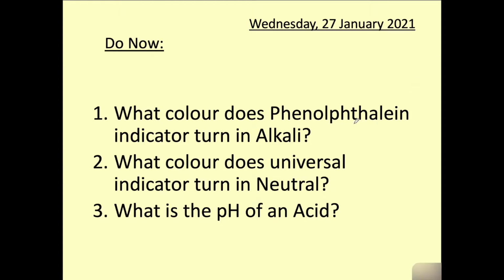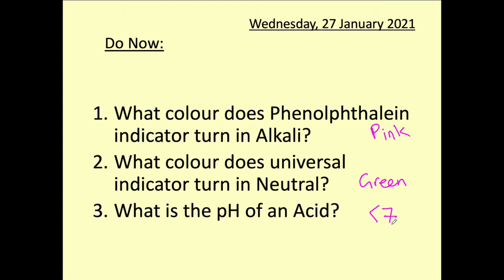Okay, so to go through these answers, the colour of phenolphthalein in alkali is pink, and it would be colourless if it was in neutral or acidic conditions. Whereas the universal indicator gives us our rainbow spectrum, with neutral being green at the pH of 7, and then our pH of acid is anything that is less than 7. So normally we'd say between 1 and 6, but it is strictly less than 7.